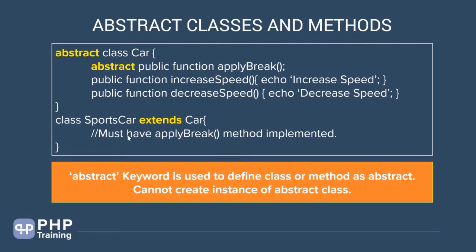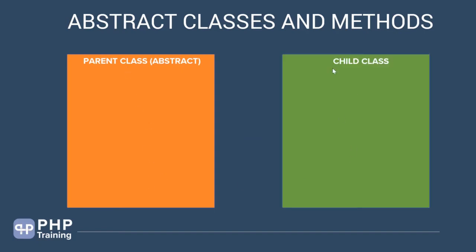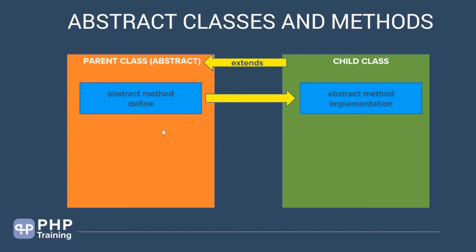Similarly, if any one method is defined as abstract, or the class is defined as abstract, then you cannot create an instance of an abstract class. Okay, so let's understand this in more detail. Let's say you have a parent class and a child class, and the child class extends the parent class. Then basically you can do two things.